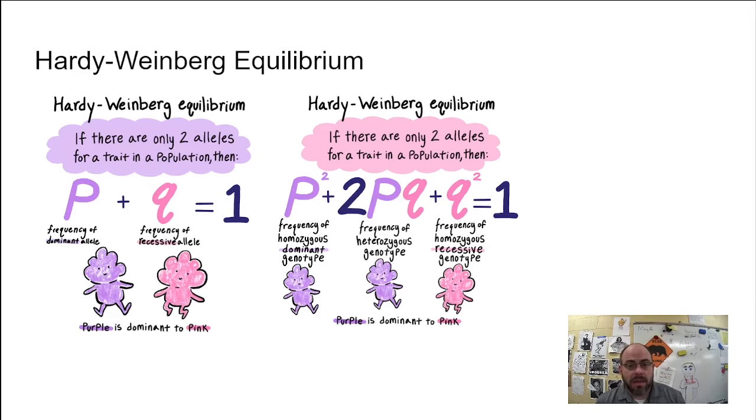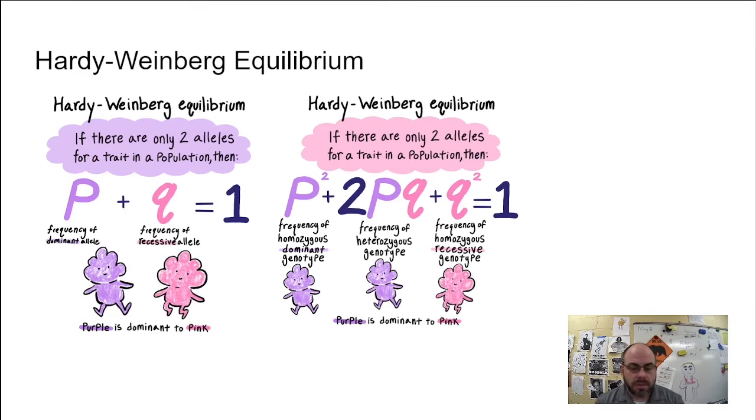And if you add the percentage of big A's in the population and the percentage of little a's in the population, that's going to be 1, right? Now, the other equation, which I would call the genotype or genotypic equation, is p squared plus 2pq plus q squared equals 1.